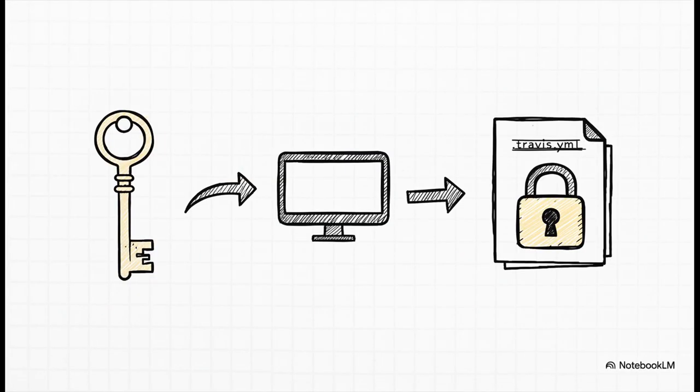Now you might be thinking, hold on, are you telling me to paste my secret API keys into a text file? And the answer is absolutely not. You should never do that. Travis CI has a really neat solution. They give you a command line tool that lets you encrypt your secrets. It adds this garbled, secure version of your key to the file that only Travis CI can unscramble during the build. Your secret stays safe.